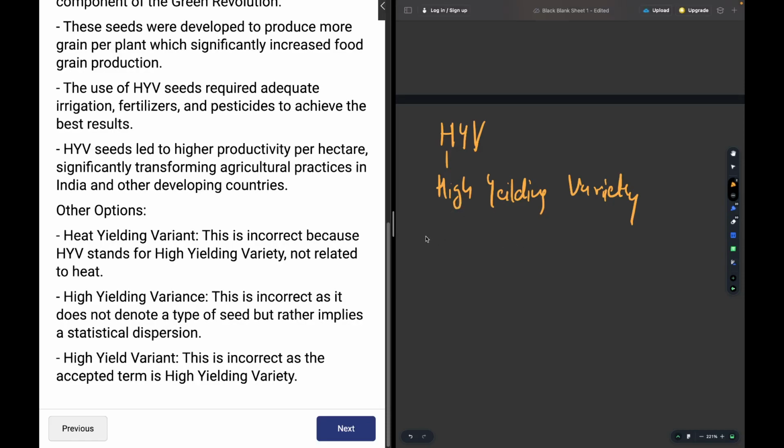Who's the father of Green Revolution? Norman Borlaug. Okay, Norman Borlaug. And what about the father of Green Revolution in India? MS Swaminathan. Okay, moving on.